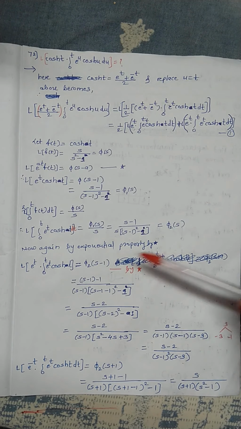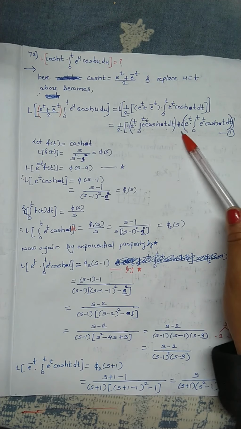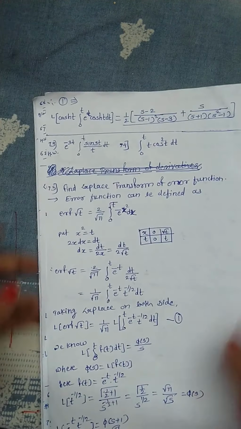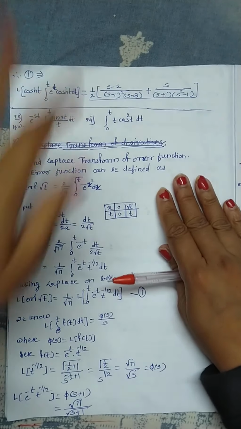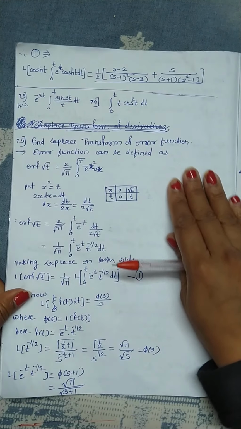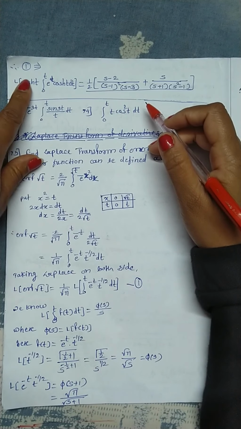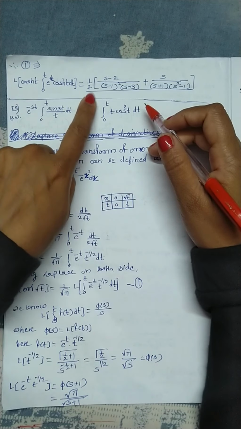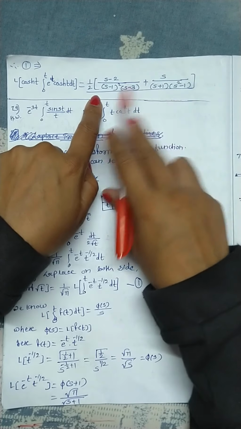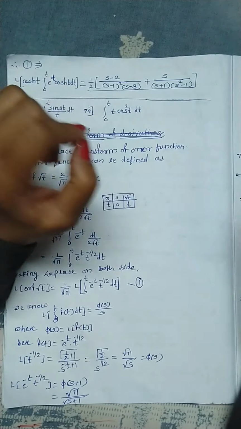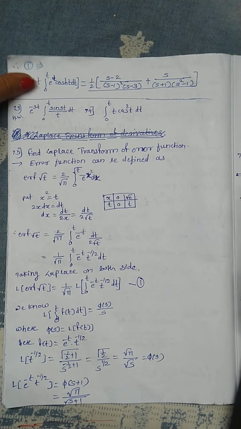This is one answer, this is the other answer. Now just put these two values in our original example. What do we get? Therefore, from equation number 1, the original example, Laplace of our original example is equal to half into first answer plus second answer. These are the most complicated terms, so don't simplify further, just keep that as it is. This is the biggest lengthy example of Laplace.